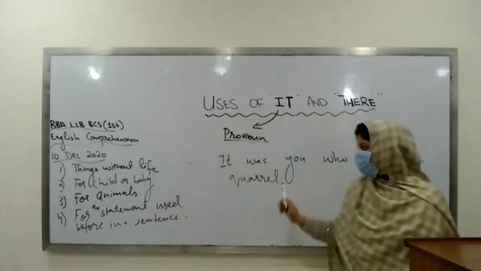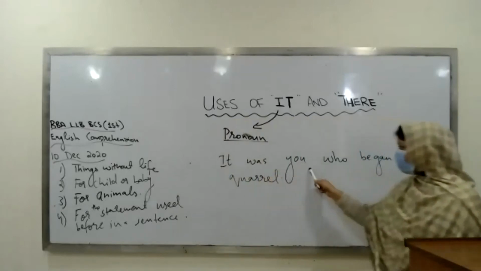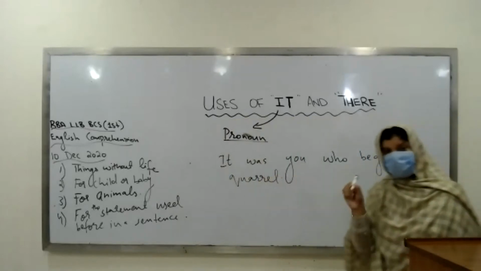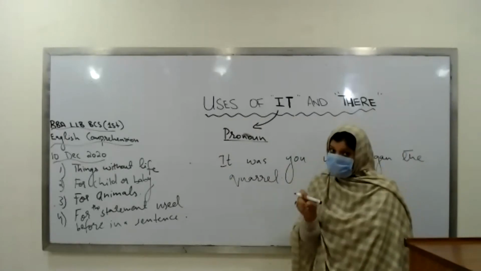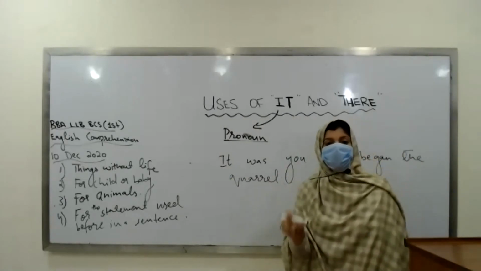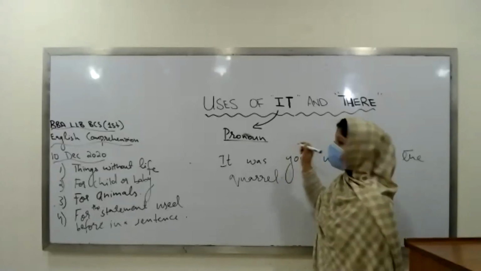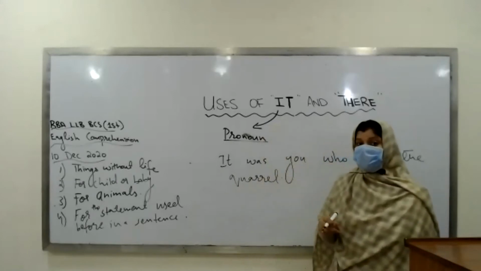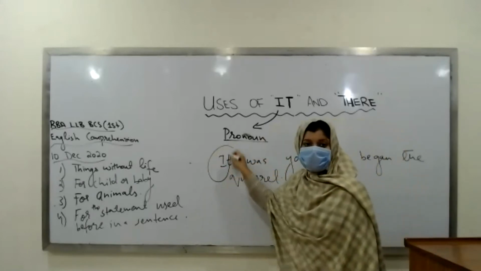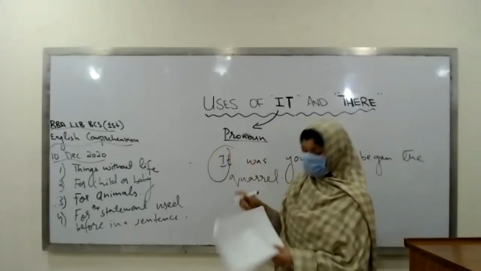Now here you can see the example. It was you who began the quarrel. तुम ही ने लड़ाई स्टार्ट की थी. Right? Now when you are saying it was you who began the quarrel, so it means you are putting emphasis. Emphasis का क्या मतलब है? कि जब आप किसी बात पे जोर दे रहे हैं. So to put emphasis, you will use what? आप उसके लिए क्या यूज करेंगे? You will use it in a sentence.